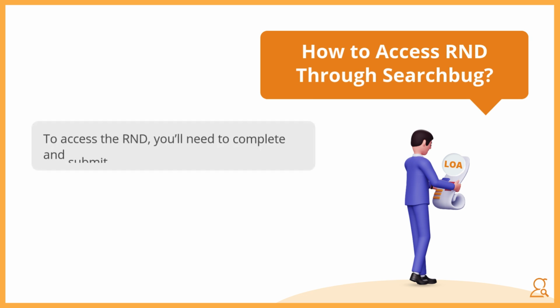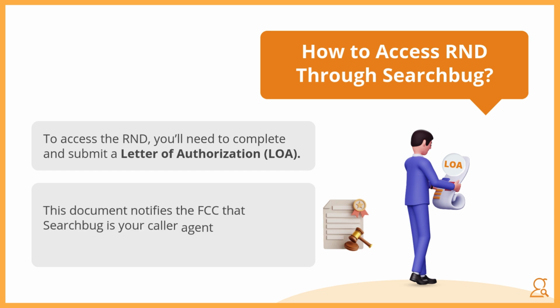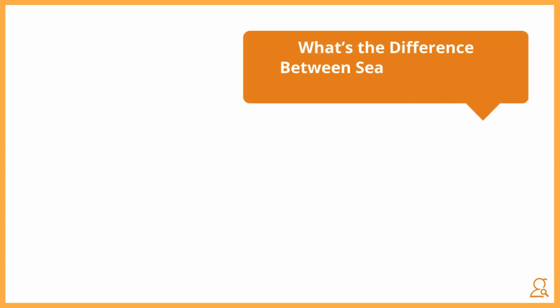To access the RND, you'll need to complete and submit a Letter of Authorization, or LOA. This document notifies the FCC that Searchbug is your caller agent and grants us permission to make queries on your behalf. What's the difference between Searchbug's RND API and FCC's RND?